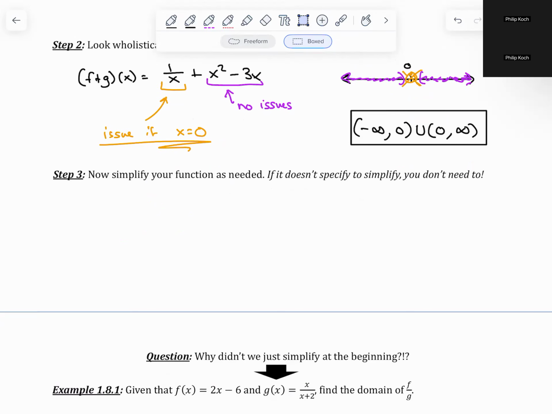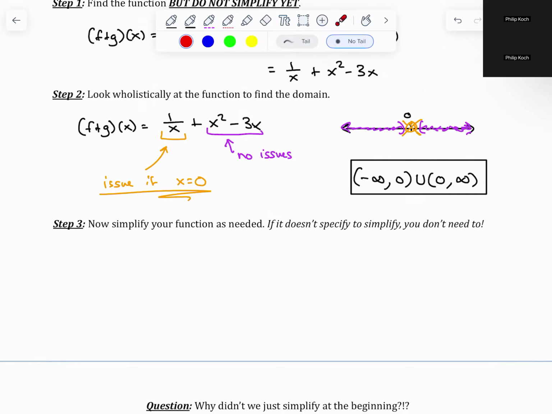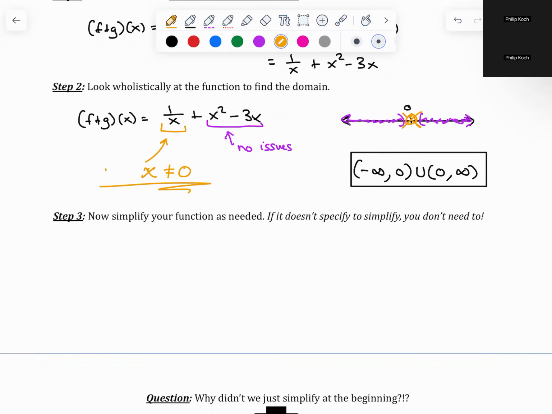So, 0, the origin, is 0. There's an issue if x equals 0. Another way to write that is x can't equal 0. So since x can't equal 0, you need to pluck that out. The orange and the purple are defined everywhere except for 0. So that's the reason.